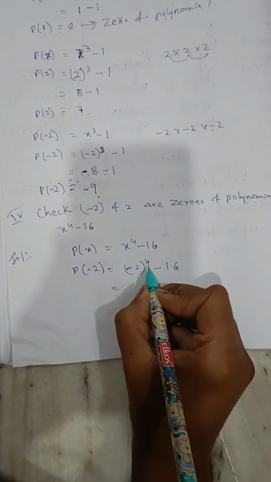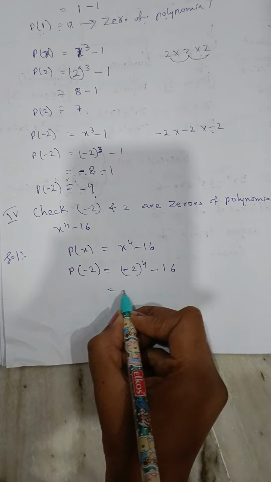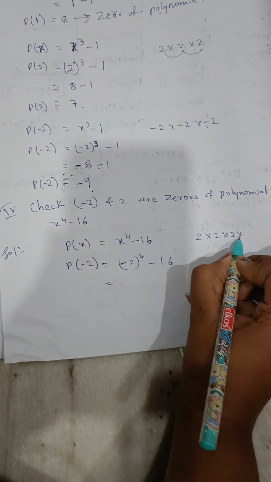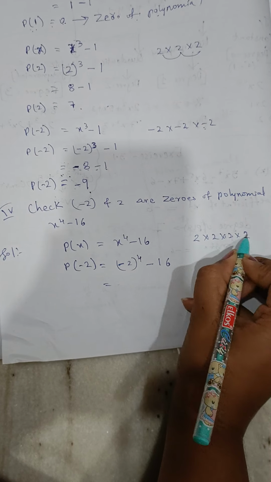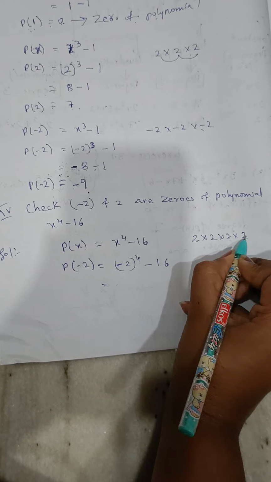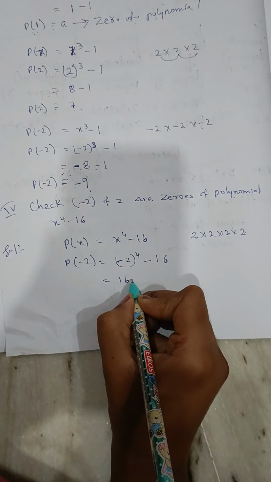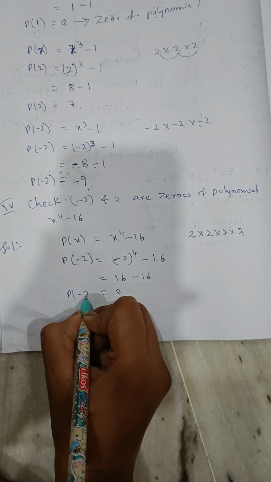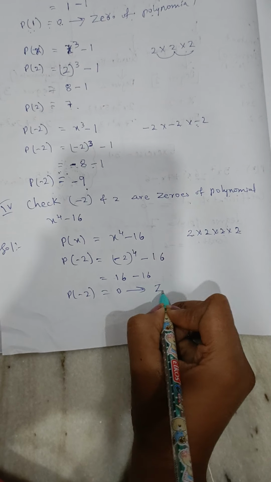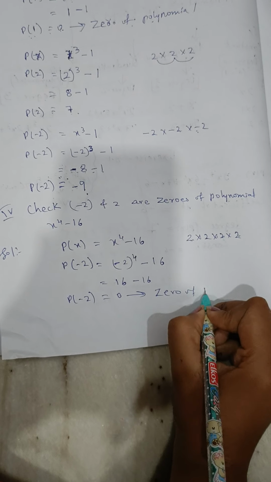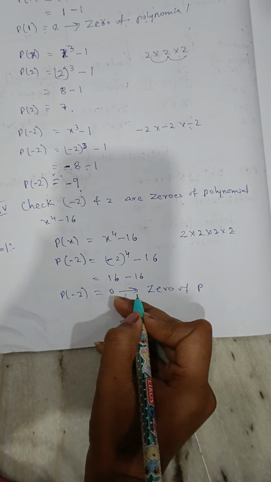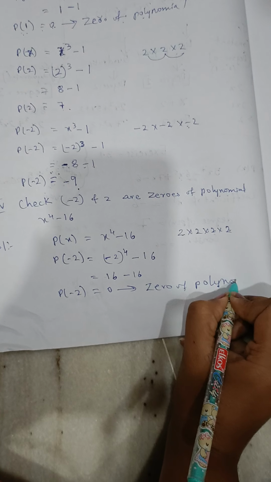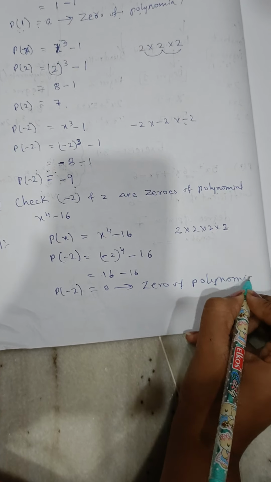Now the degree is an even number, so we'll get positive only. We have to multiply 2 four times because the power is 4. 2 into 2 into 2 into 2: 2 twos are 4, 4 twos are 8, 8 twos are 16. So 16 minus 16 is 0. That means p of minus 2 we got 0. That means it is a 0 of the polynomial. So minus 2 is a 0 of the given polynomial.